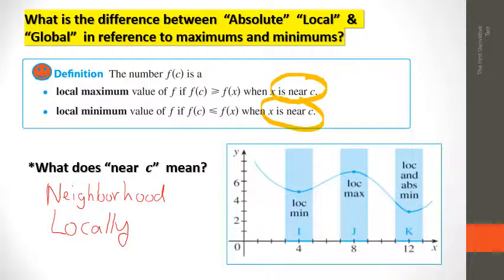Looking at the graph to your right here, x equals 4 is a local min, x equals 8 is a local max, and x equals 12 is a local and an absolute min. So what does it mean to be a local minimum? What that means is in a neighborhood surrounding that area, it is the lowest point.